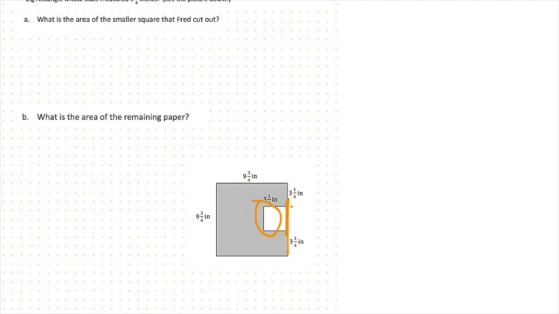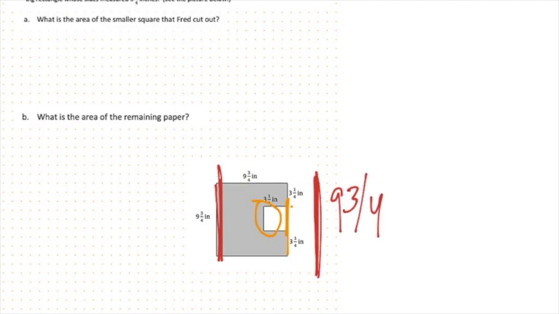Well, I can see, and I'm going to mark this in red, on this side, it's 9 3/4 inch, which is going to be the same over here. This will also be 9 3/4 inch. But it's not complete because you have that chunk missing.